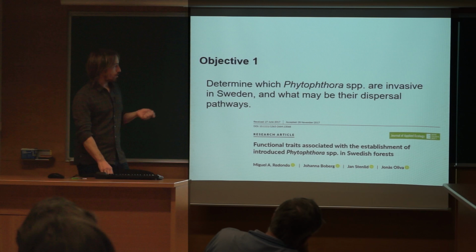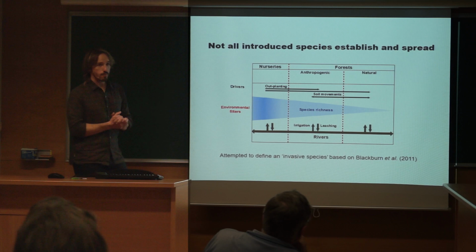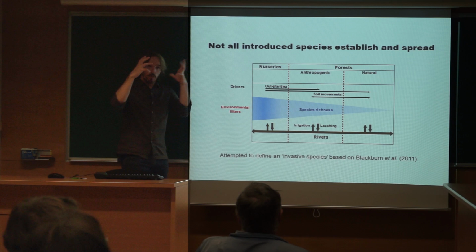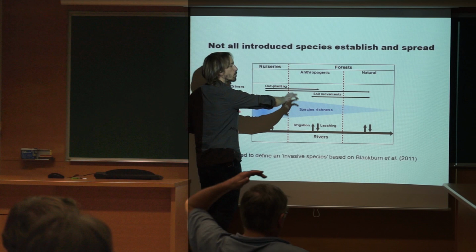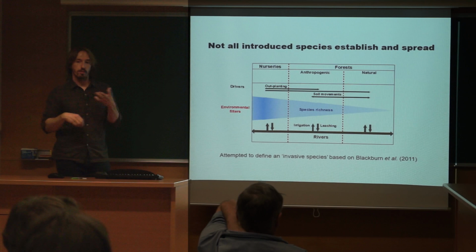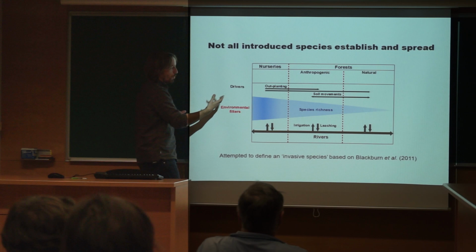So we had this first article in which we said, okay, let's go there and see if we can define something as invasive. The first thing we did was to take this invasion biology framework and adapt it a little bit to Phytophthora. So we had the nurseries and the forest, and then we divided forest in two types, which were a bit diffuse: very natural forest or anthropogenic forest, meaning forest around cities or gardens, with a lot of human influence. So basically that's the framework.